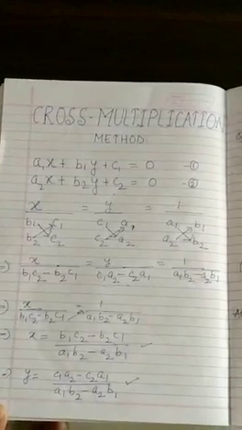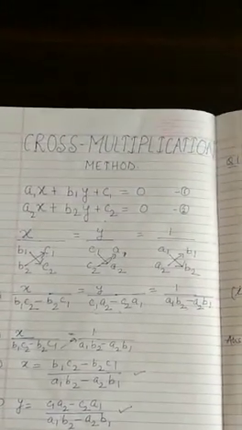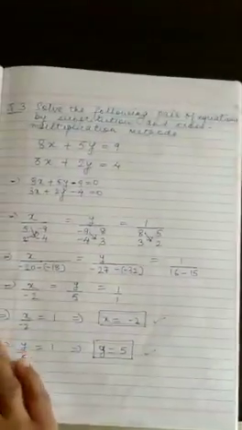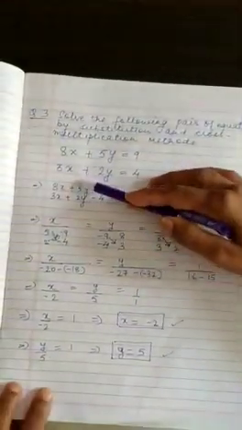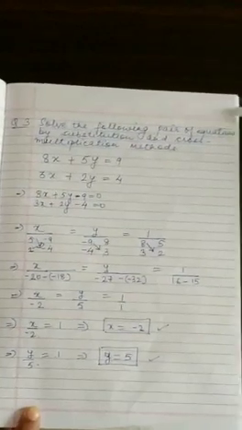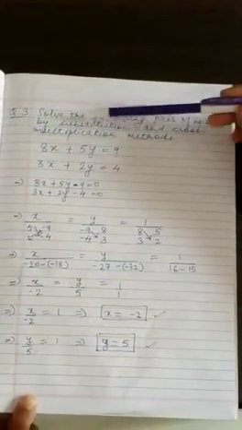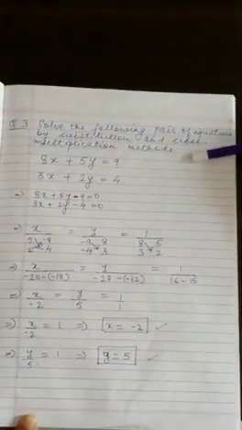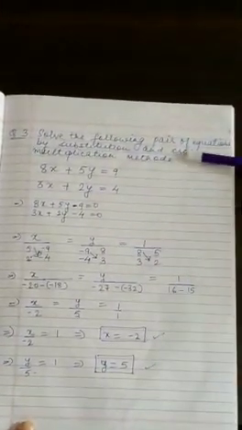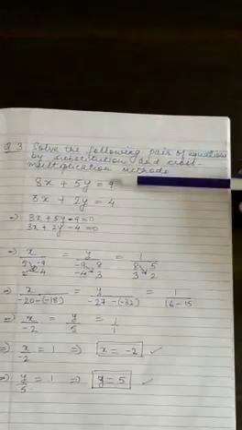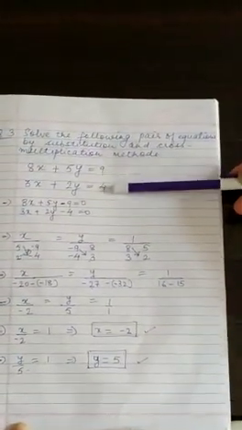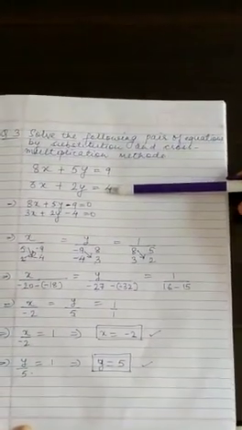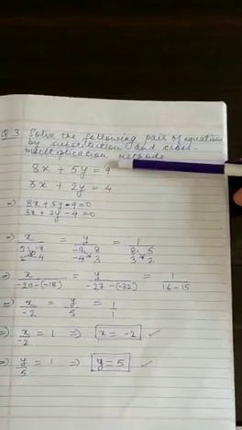Let us take one example and solve a question by using this cross multiplication method. We have taken question number 3 of exercise 3.5 of our textbook. The question says: solve the following pair of equations by substitution and cross multiplication method. So we are solving here by the cross multiplication method. As you can see, this given pair of equations is not in the standard form. So first we bring these equations to standard form.